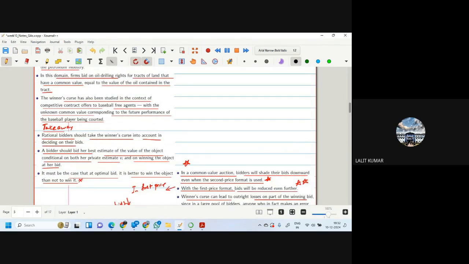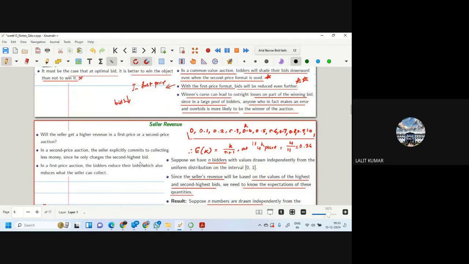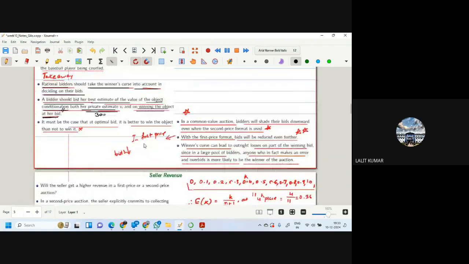So in the common value system, the rational bidder should take the winner's curse into account in deciding on their bids. A bidder should bid her best estimate of the value of the object, conditional on both her private estimate, for example 300, and on winning the object at her bid, that is, if he wins the bid, how much value he is likely to get from the market by selling it.